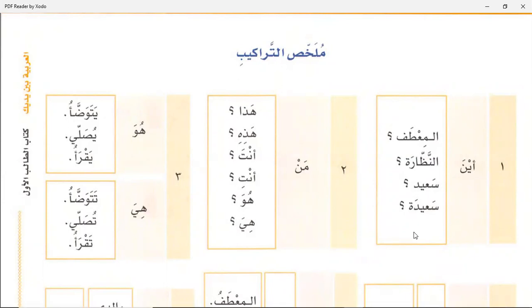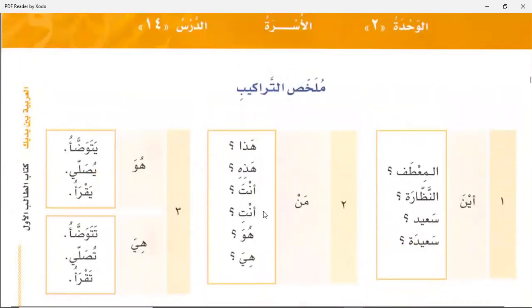Raise your hand. Okay, Miss Amina Krasha, read it and translate it. Assalamu alaikum. Wa alaikum assalam. Man hadha, who is this? Masculine. Man hadhihi, who is this? Feminine. Man anta, who are you? Masculine. Man anti, who are you? Feminine. Man huwa, who is he? Masculine. Man hiya, who is she? Another lady, raise your hand.